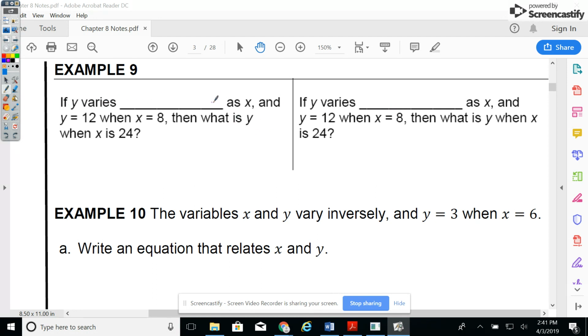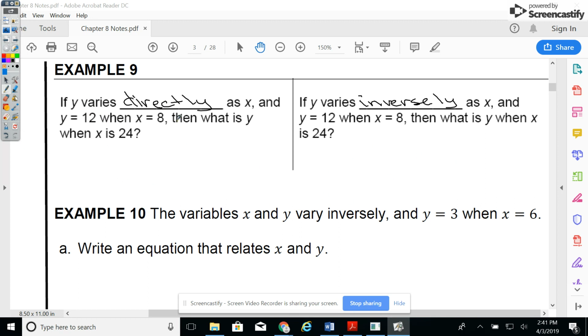All right, so notice these are the exact same problems. If y varies blank as x and y is 12 when x is 8, then what is y when x is 24? The only difference that I'm going to put here is that this one is going to vary directly, and this one's going to vary inversely. So this alone will determine the x values that I get in the end, two different answers.